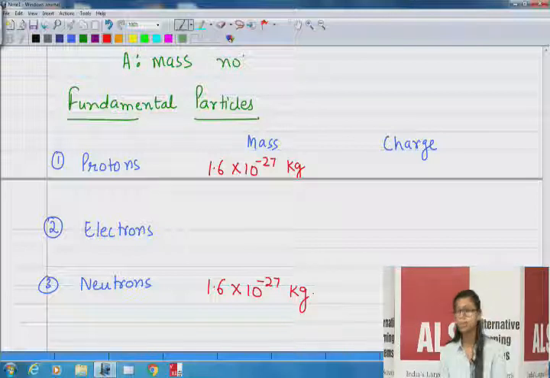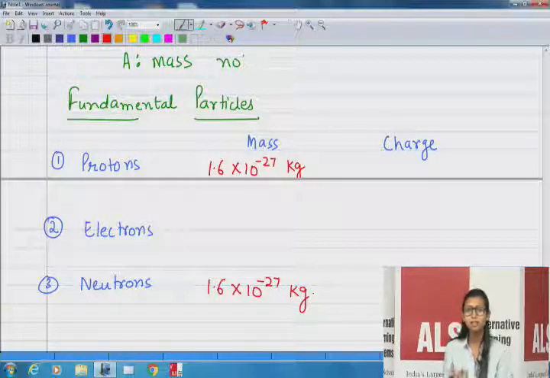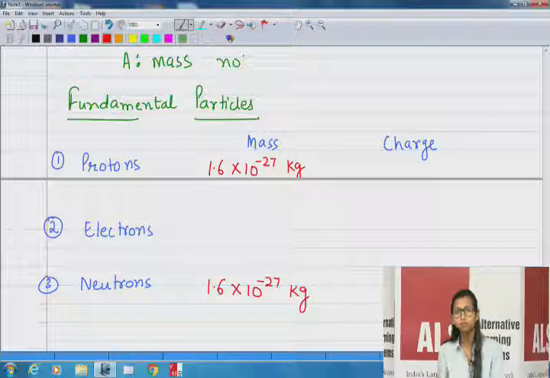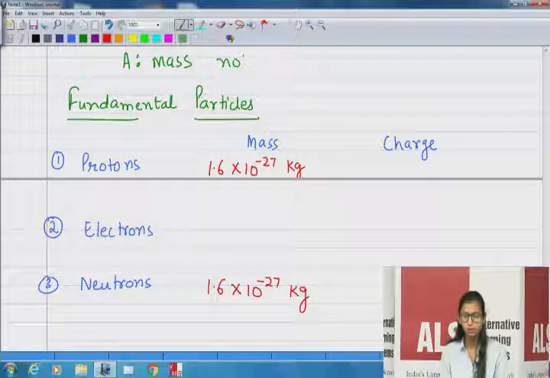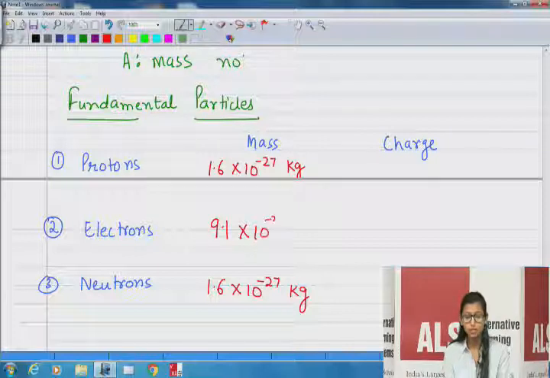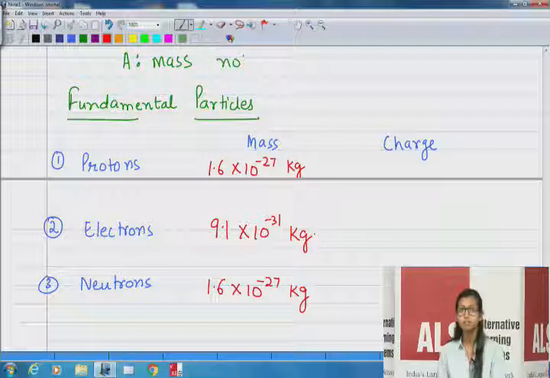Many times in the books it is written in grams also, so you should know the conversion factor. In grams, it will be 10^-24 grams. Now for the electrons, we should know it is 9.1 × 10^-31 kg. These are the masses.